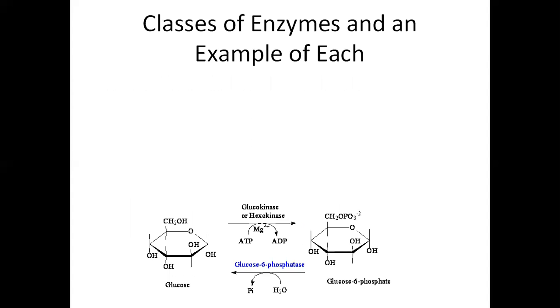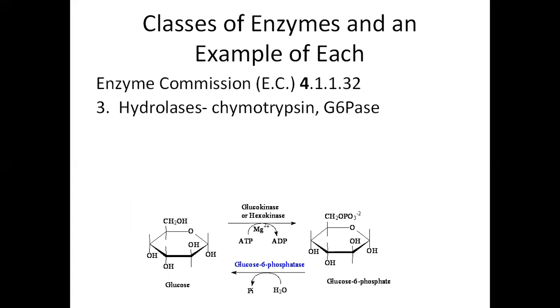An example of a hydrolase includes glucose 6-phosphatase. On this slide, I've abbreviated that G6-PAse. This is also an irreversible reaction which uses water, hydro, to cleave the phosphate group off of glucose 6-phosphate, yielding inorganic phosphate, Pi, and glucose as products.